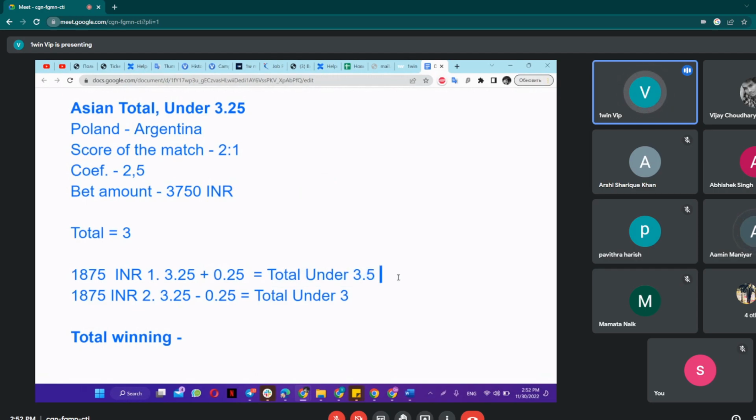What is the status? Win, lose, or refund? In the first scenario we will win. The winning amount is 4687.5. That is 4, 6, 8, 7, and 5, yeah? Point 5. And the second one will be refunded. Refund, yes, 1875.